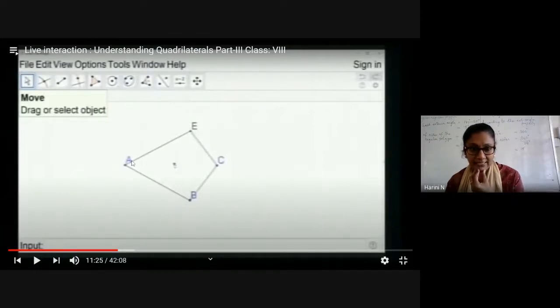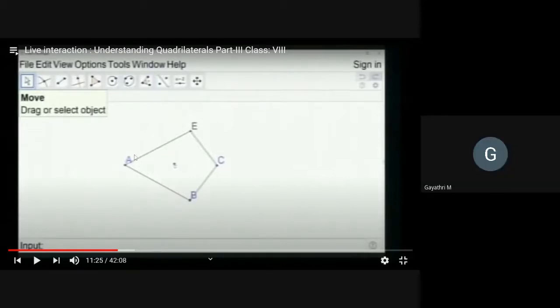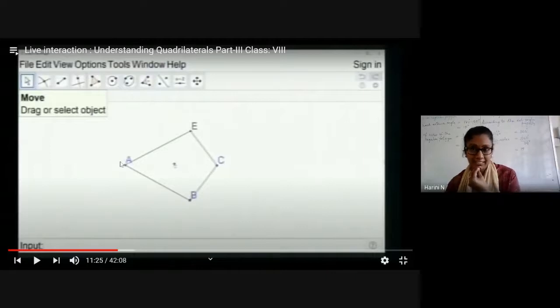So AE is adjacent to AB. What do you mean by adjacent sides? When do you say two sides are adjacent for a given polygon? Ma'am, consecutive sides. They have a common vertex. When there is a common vertex between two sides, those will become adjacent sides. Alright, so AE and AB, the common vertex is A. So those are two adjacent sides which are equal. Similarly, CE and CB are two sides with a common vertex C. So they are also equal.